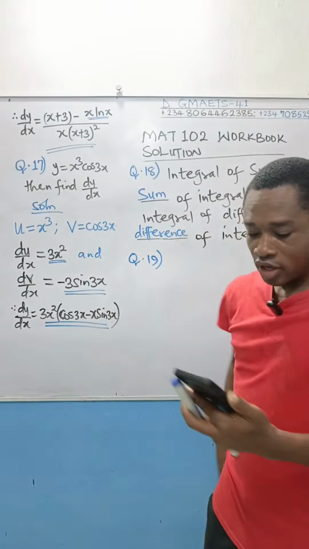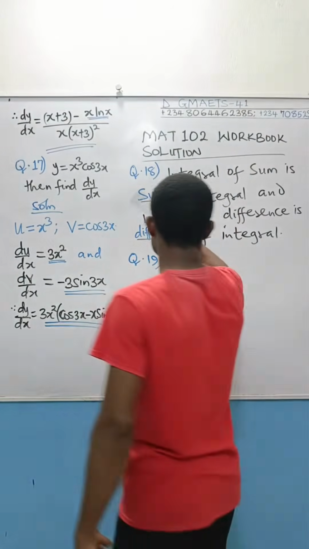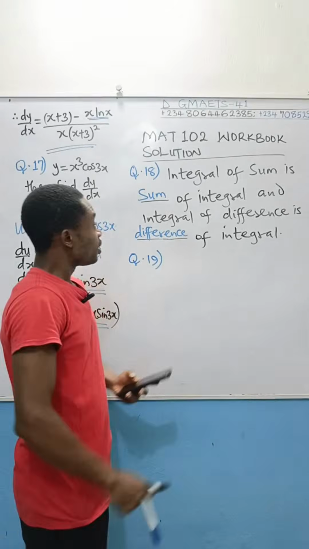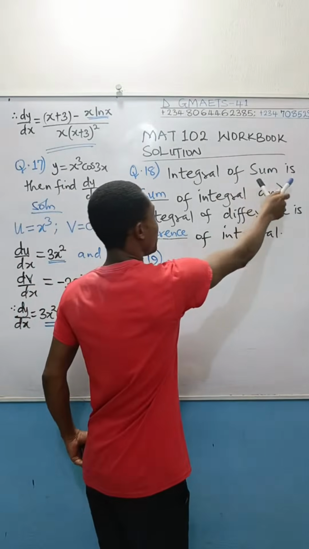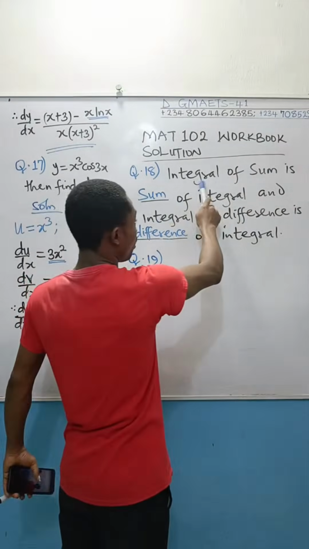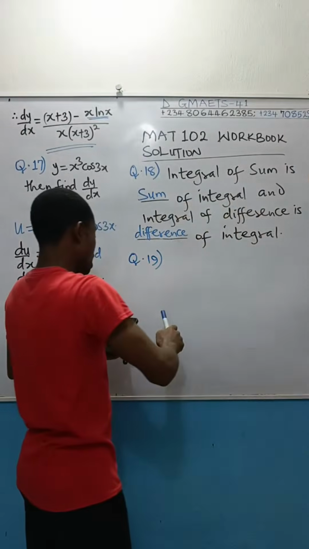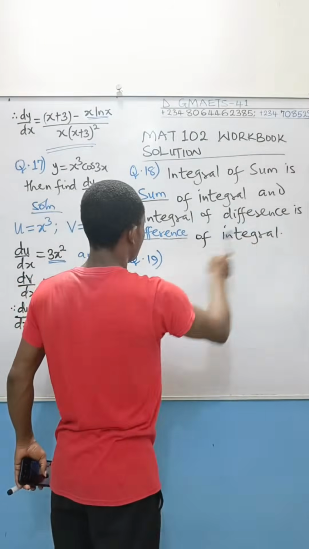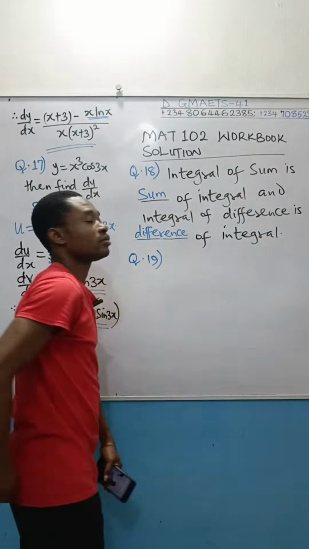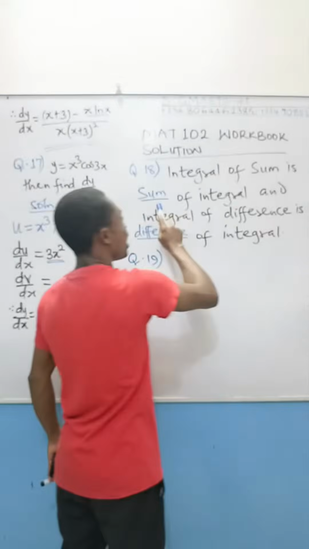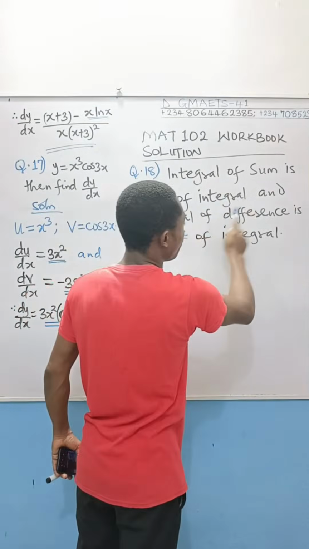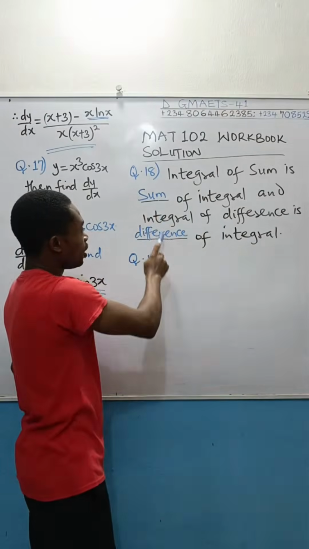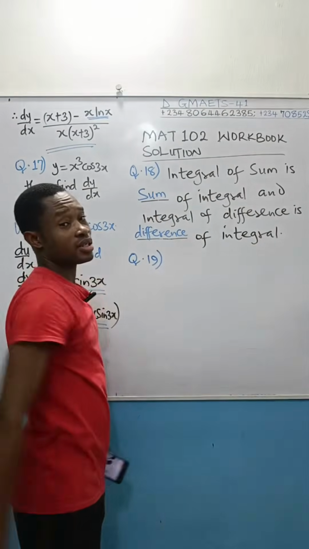All right, so let us move on to the next question given, question number 18 in that manual. In that question number 18, we have integral of sum is dash of integral, and integral of difference is dash of integral. So all you have to do is to fill up this line and fill up this line, okay?